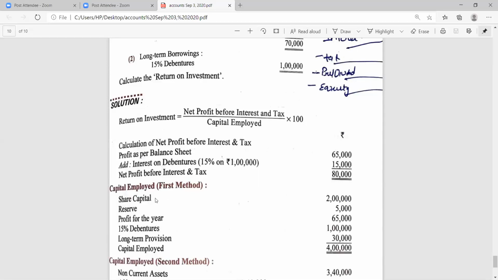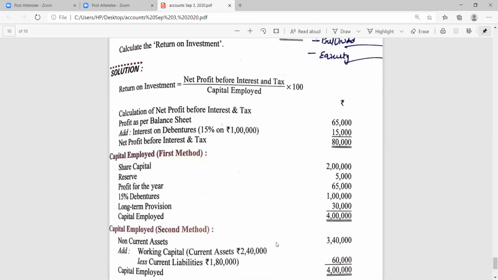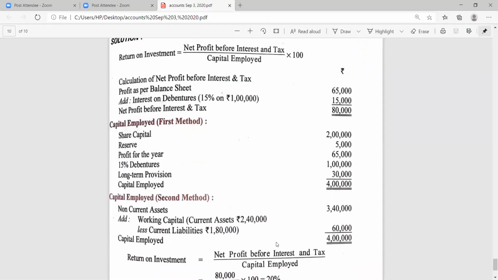And capital employed, if it is calculated from the equity and liability side: share capital, reserve, profit for the year, 15% debenture, long-term provisions. By adding all these, rupees 4 lakh will be considered as the capital employed. We can calculate the capital employed by another method from the asset side, that is non-current assets add working capital. And working capital is calculated by current assets minus current liabilities. You will get the same capital employed as by the first method, that is 4 lakh rupees.